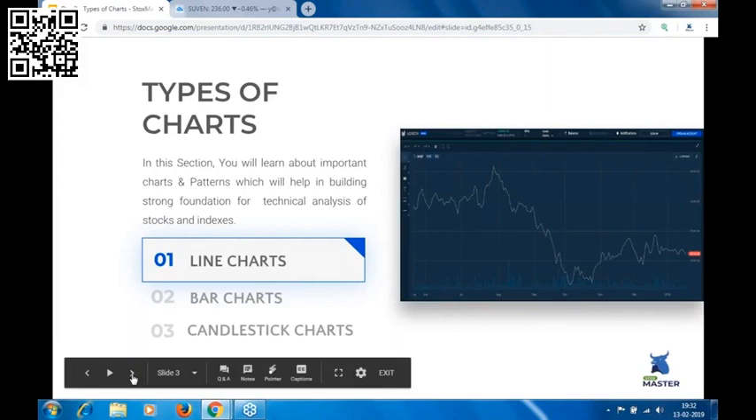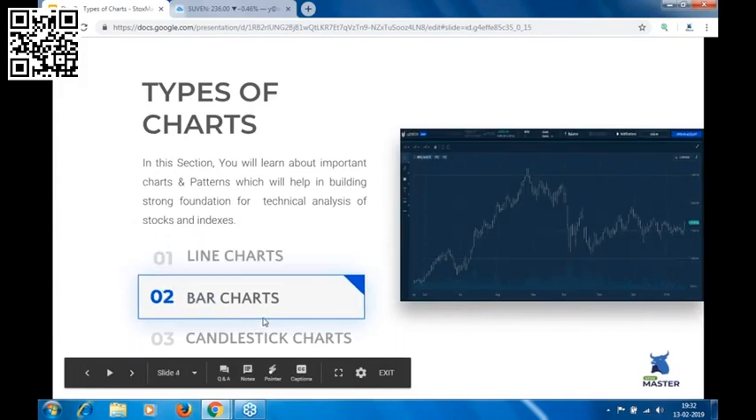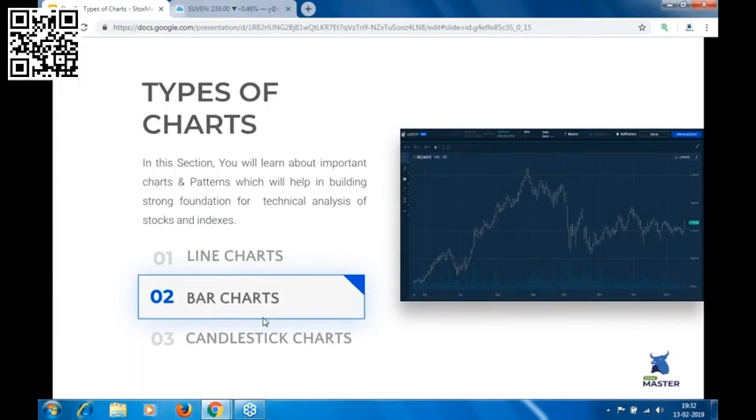The second type of chart is the bar chart. Bar charts give us more information than line charts in the sense that they also tell us the open, high and low price along with the close price. Bar charts are made up of vertical lines that represent the price range for a given period, with a horizontal dash on each side that represents the open and the closing price.